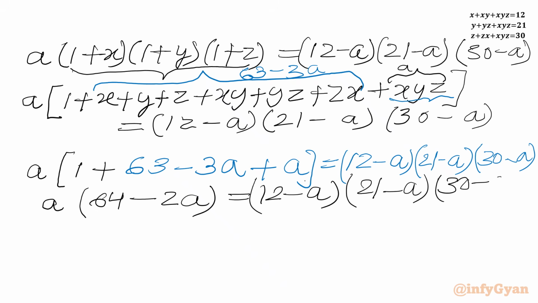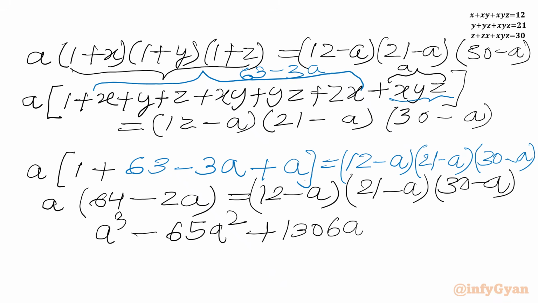Now we have to simplify this equation, and we are going to get one cubic equation, which I am writing here: a cube minus 65 times a square plus 1306 times a minus 7560 equal to 0. Now we have to solve this cubic equation, and I will be using method of rational root theorem and synthetic division.